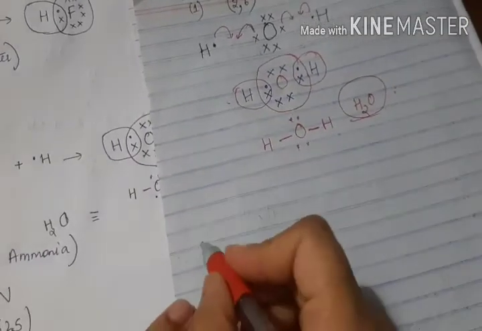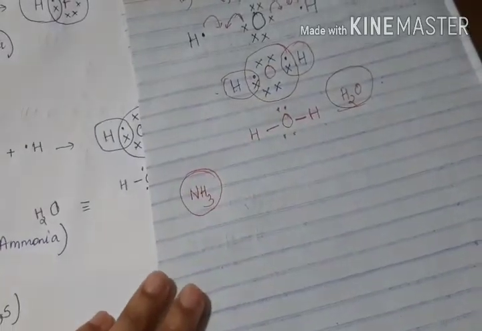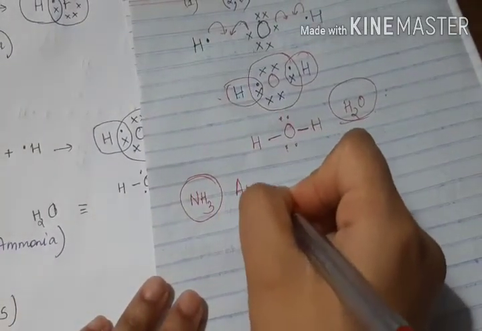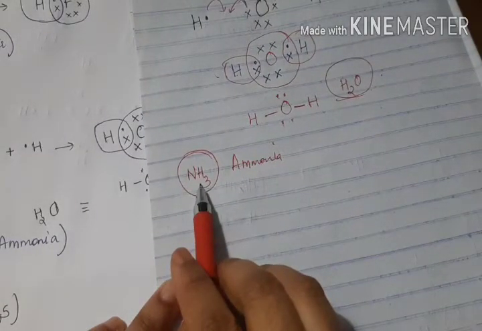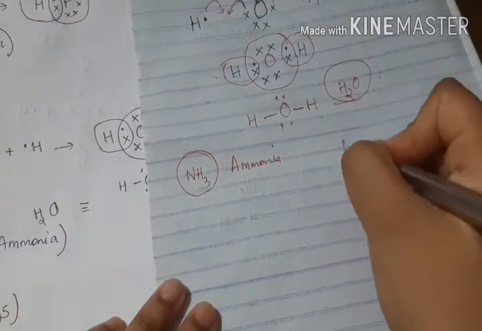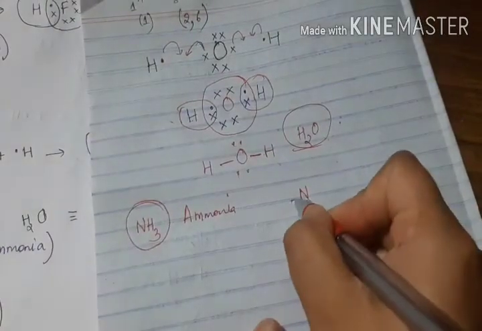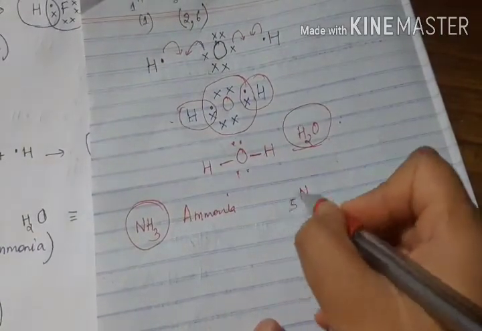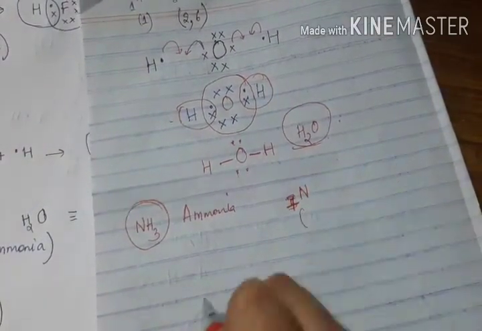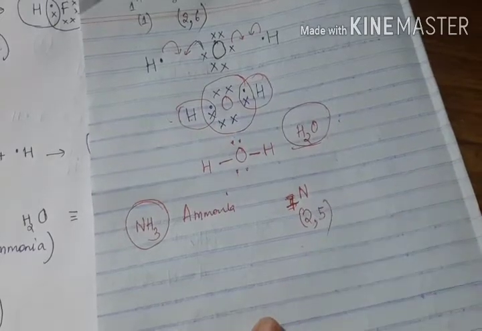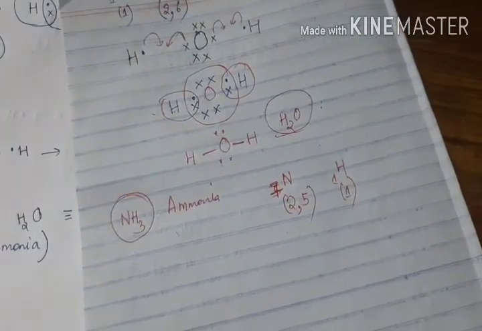So next one is ammonia. Ammonia is the NH3 molecule. This is called ammonia. Nitrogen is there, then there are three hydrogens. What is the atomic number of nitrogen? 7. Atomic number of nitrogen is 7, and the configuration is 2,5. Then hydrogen, atomic number 1, so electron configuration is 1.